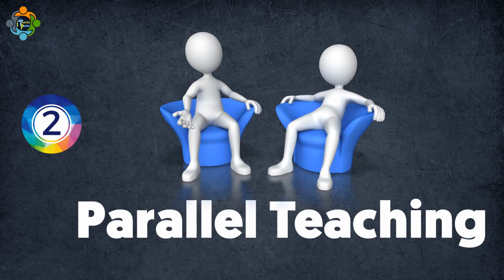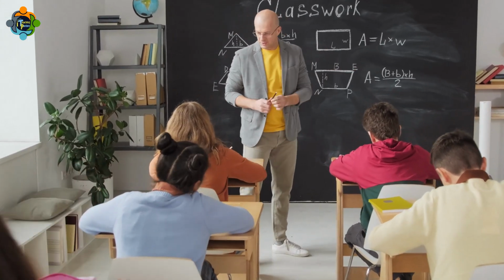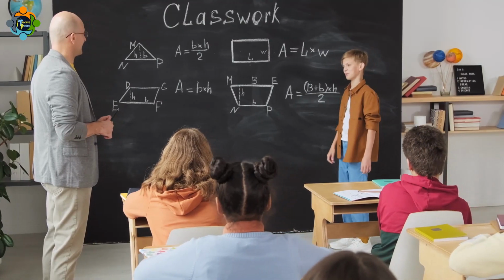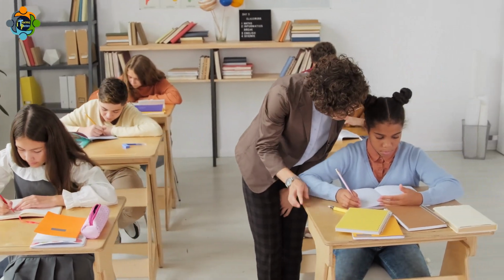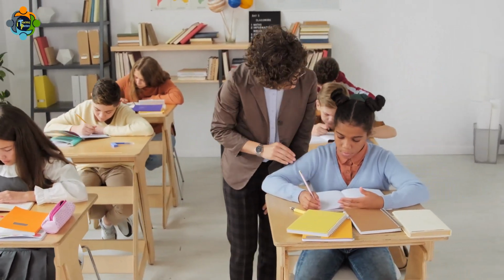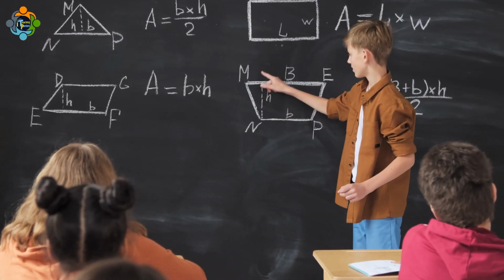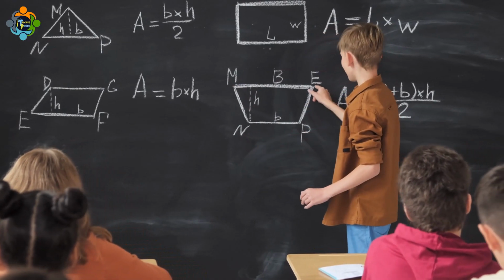Number 2. Parallel teaching. In a middle school math class, the teacher splits the students into 2 groups. One group works on solving equations while the other tackles word problems. Each teacher focuses on their group, providing personalized attention. This model helps students grasp concepts more effectively by reducing the student to teacher ratio.